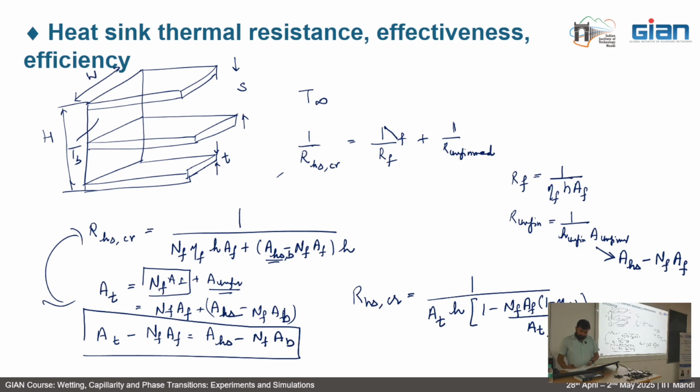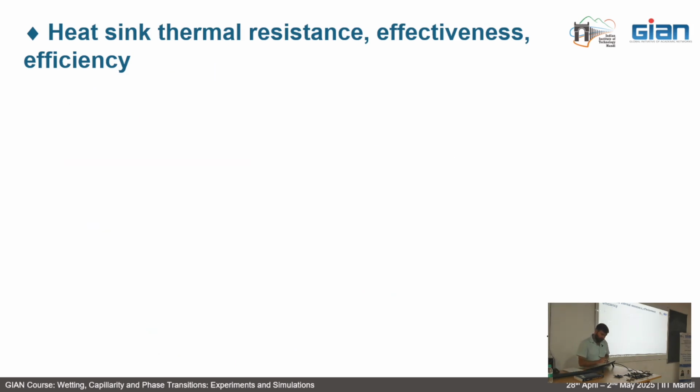Similarly, we can find the base one, so you have one more class from 4. So similarly, we can find, I think you can do this as a homework. So try to find, or try to derive, I'll just write the expression, what is the effectiveness, and then what is the efficiency of your heat sink.